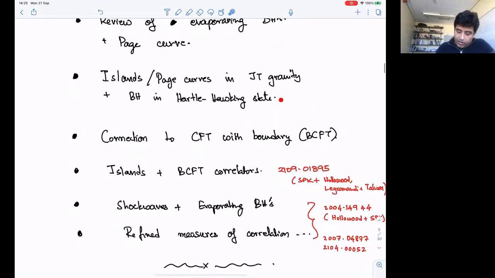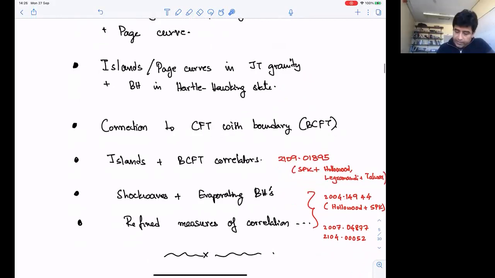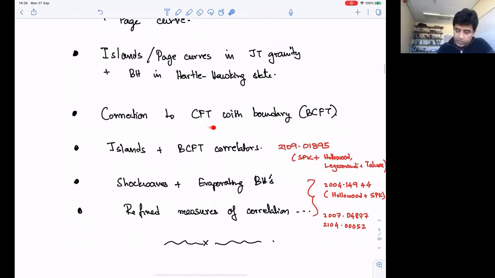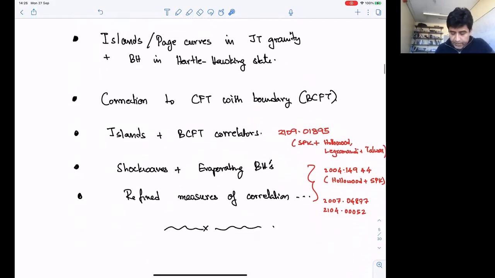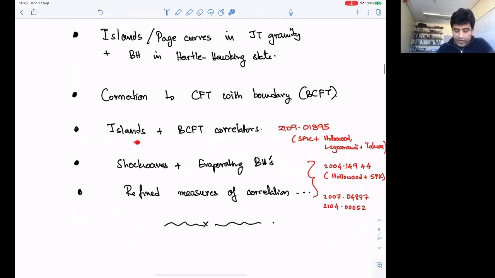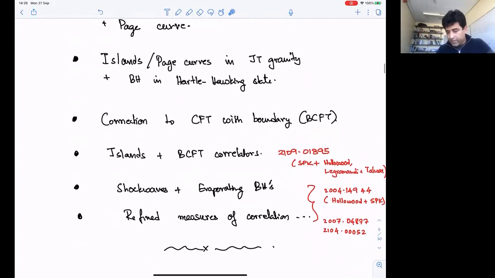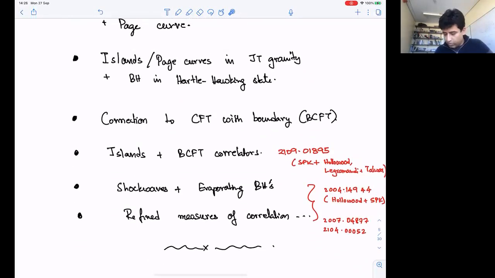In particular, I'll focus on some questions that involve the black hole in the Hartle-Hawking state or the thermofield double state. And then explore the connection of this system to conformal field theory with a boundary. And then discuss how the island picture is related to what happens to these boundary conformal field theory correlation functions. These are based on papers with collaborators here.